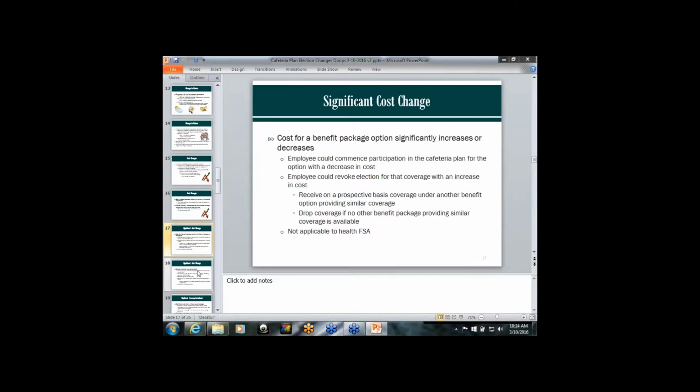Another key here is if we're going to permit them to drop coverage, they can only drop it if no other benefit package providing similar coverage is available. So if you have two benefit options and one has a significant cost change, and the employee is eligible to go into the other benefit option, the only way they can drop their current coverage is if they go into that other option. And there's no cost component here. Even if that other benefit option is more expensive, if it's still available, they can't drop that other coverage.